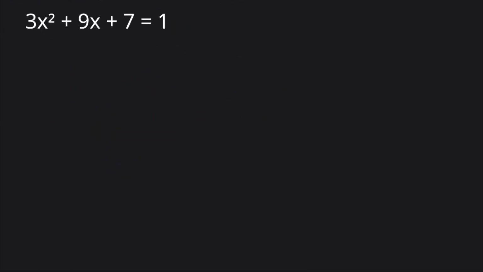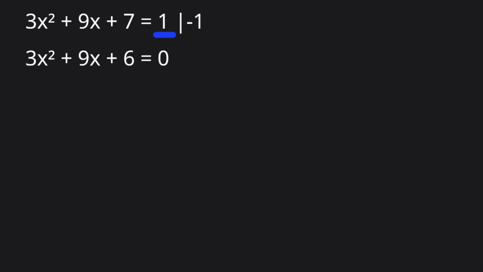3x squared plus 9x plus 7 equals 1. But watch out, we can't proceed yet, because on the right side of the equation, we have 1 instead of a 0. So, to obtain the 0, we're going to subtract 1 from both sides of the equation, which leaves us with 3x squared plus 9x plus 6 equals 0.